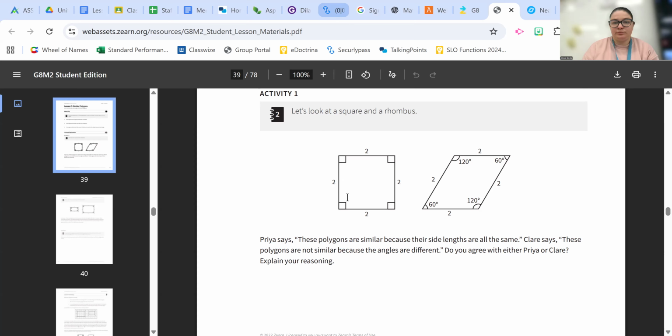So here we have a square, 2, 2, 2, 2. They have the same sides and right angles. Here we have a rhombus, 2, 2, 2, 2, but different angles. So Priya says these polygons are similar because their side lengths are all the same. Claire says these polygons are not similar because their angles are different. Do you agree with either Priya or Claire? Explain your reasoning. So go ahead and tell me who you agree with on the Nearpod.